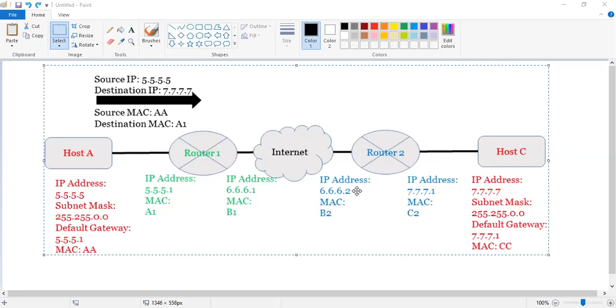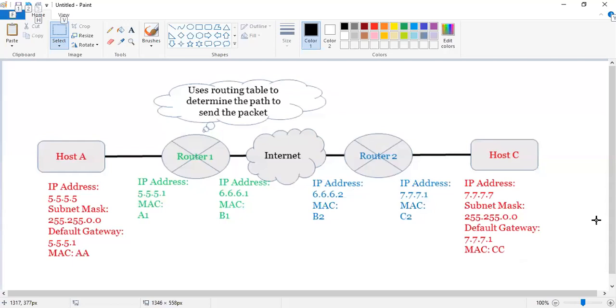Correct, right? 5.5.5 is the network on this side, and this router is also connected to 6.6.6. So this router is nowhere connected to 7.7.7. So now what it does, that's a more interesting thing that you have to learn. Now router 1 has received the packet. Now it has to determine how to reach 7.7.7.